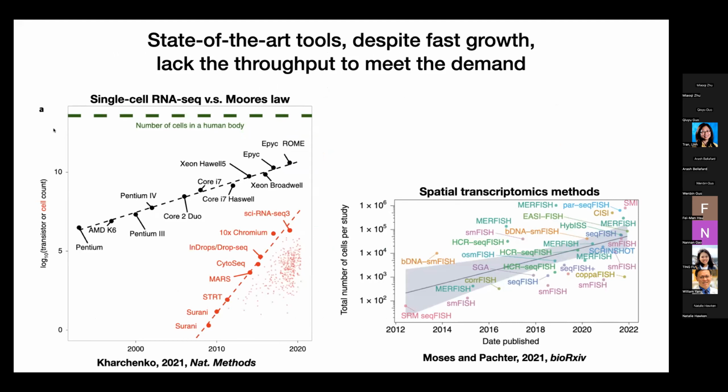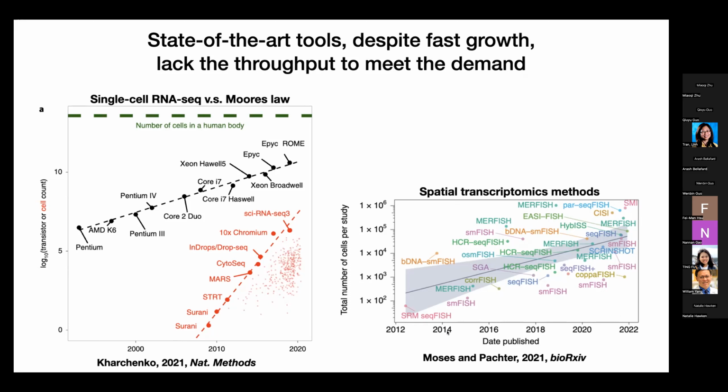This diagram compares the speed of advance, measured in how many cells you can profile in a single experiment, with the progress of Moore's law, which captures how many transistors you can put on a computer chip. In both cases, the throughput goes up exponentially, and single cell RNA-seq actually increases at a faster rate than Moore's law.